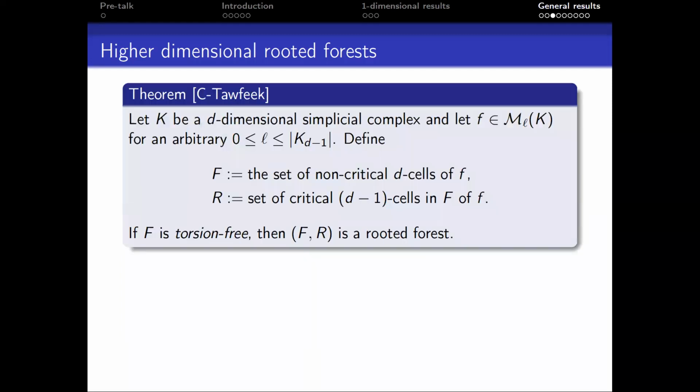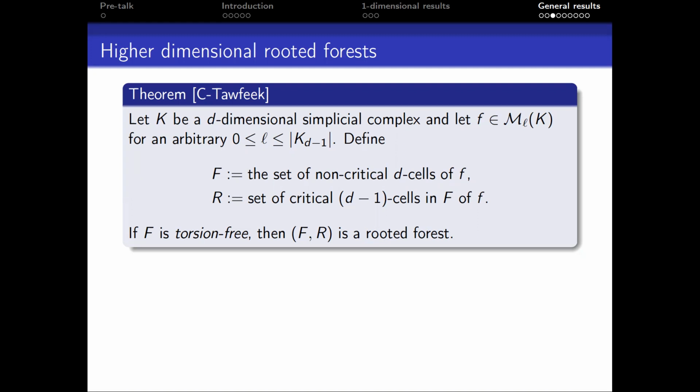So here is the theorem that we worked with Andrew: if you have a d-dimensional simplicial complex, and you have a Morse function that induces this gradient vector field, then you can consider the set F of non-critical d cells, and R is the set of critical d minus 1 cells. So the red things that we drew for the graphs. Remember that the vertices were sinks, so you can do the same thing for simplicial complexes. So you have non-critical and critical.